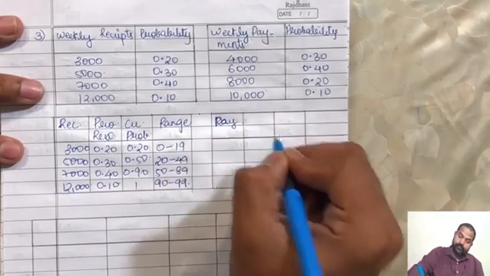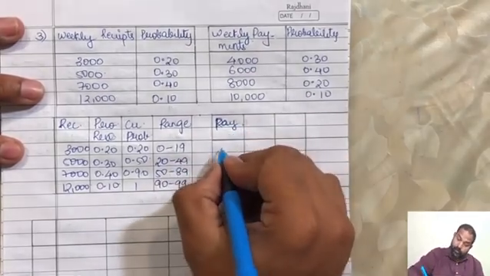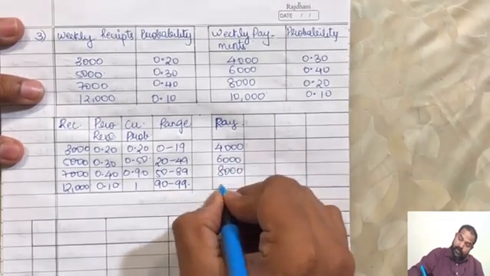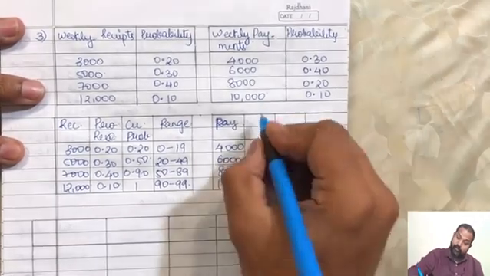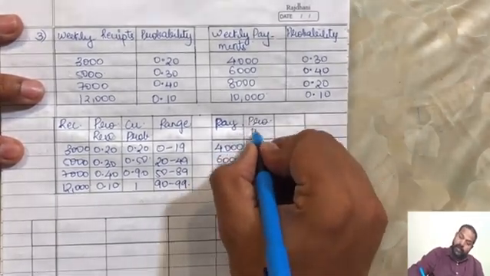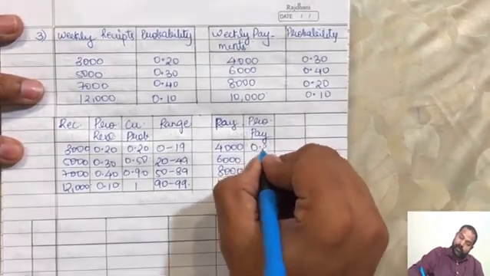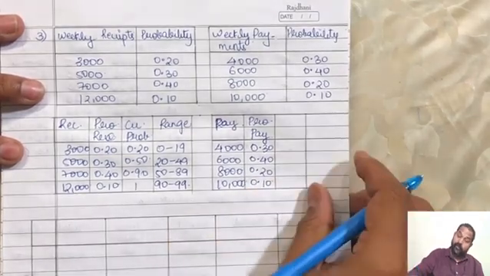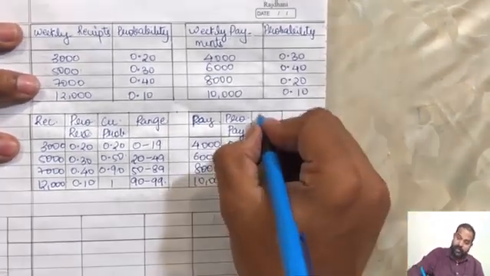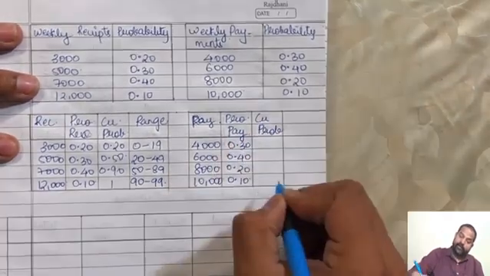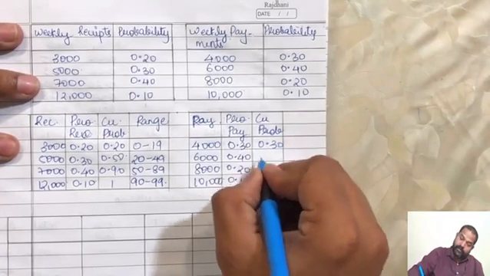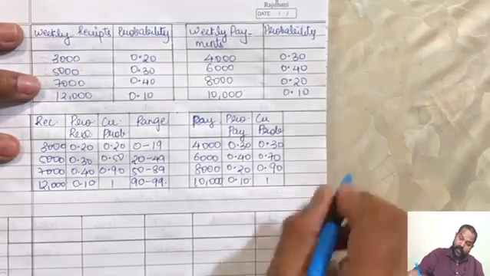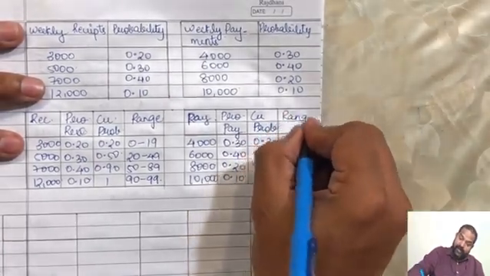Payments. So payments are 4,000, 6,000, 8,000 and 10,000. Then the probability of those payments: 0.30, 0.40, 0.20, 0.10. Lastly, cumulating the probability is 0.30, 0.70, 0.90 and 1. Let's create a range out of this.